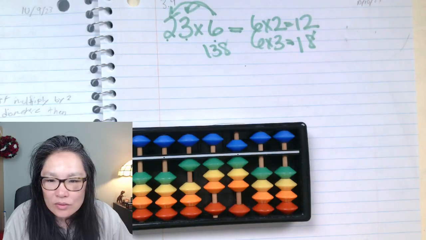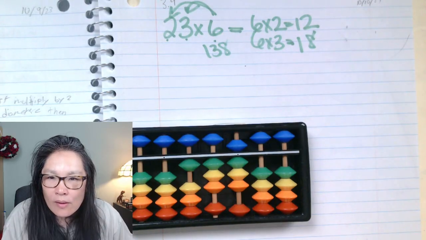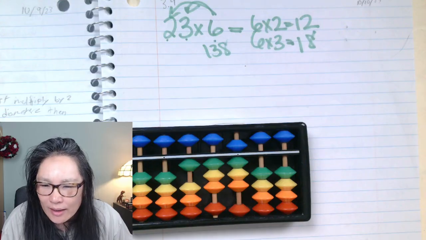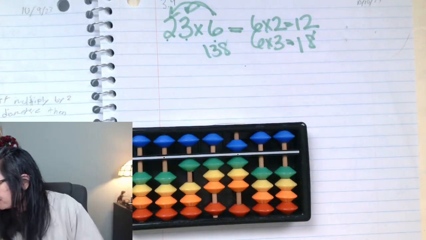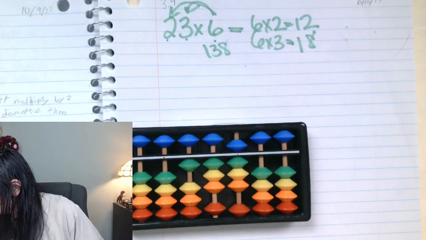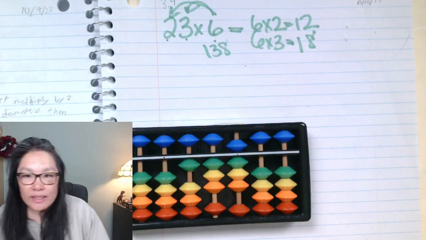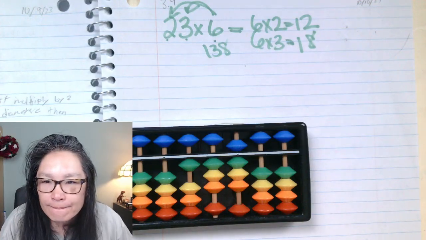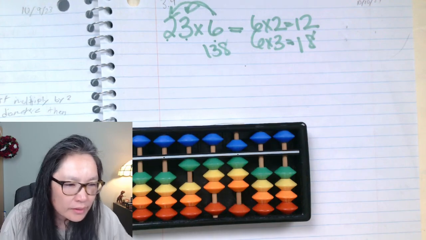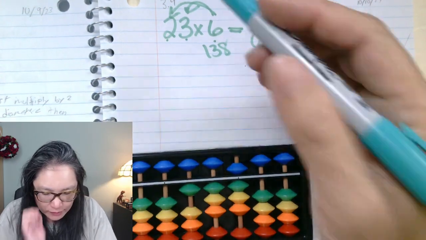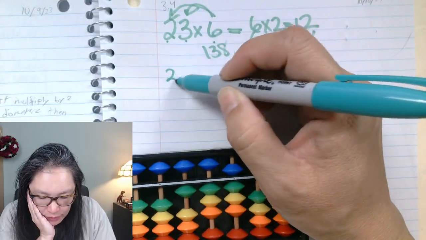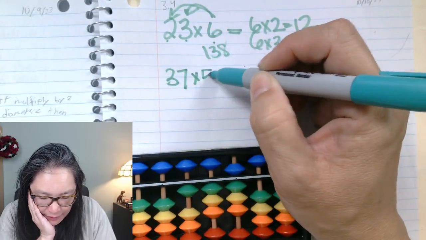Multiplication. Oh, excuse me. Multiplication. Yeah, okay, we can do that. That's a good one. So we do 37 times 5.